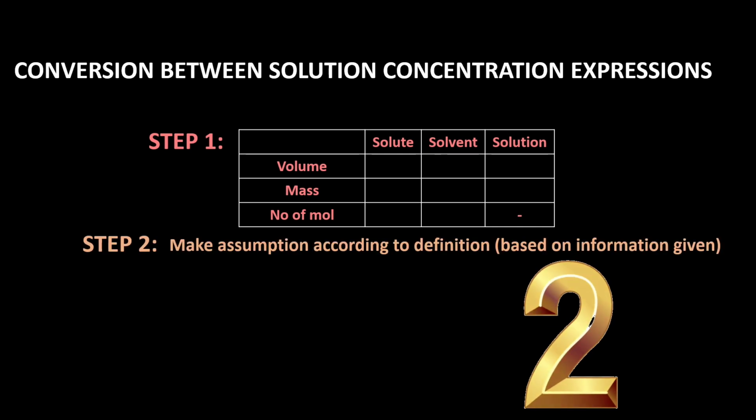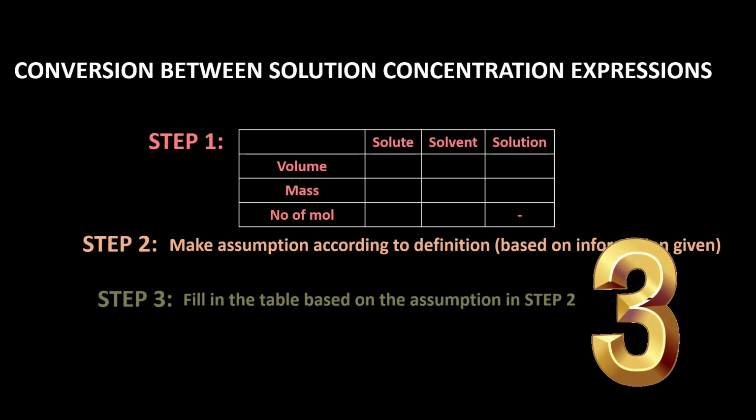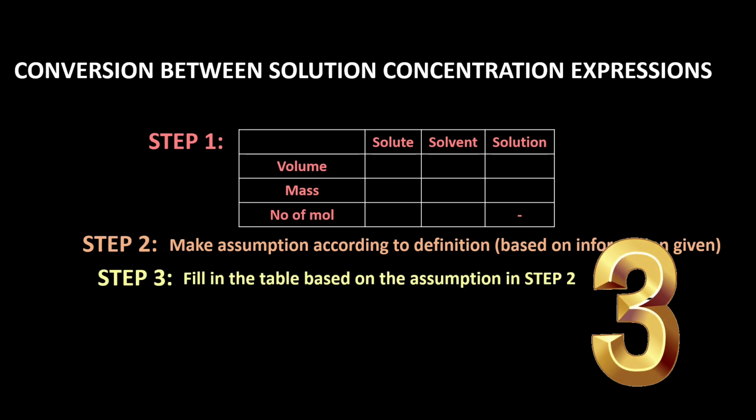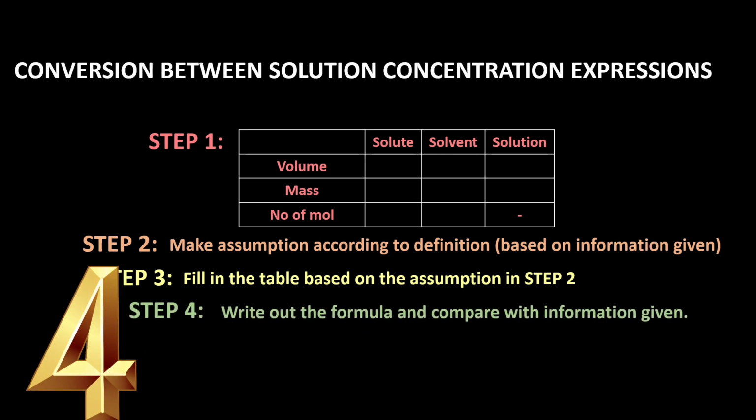For step number 2, we need to make assumptions according to the definitions of the solution concentration expressions given. For step number 3, we can fill in the table. The table is the one that we constructed in step 1, based on the assumptions that we made in step 2. For step number 4, we can write out the formula for the solution concentration expression that we want to find and compare it with the information that we have listed out in step number 3.